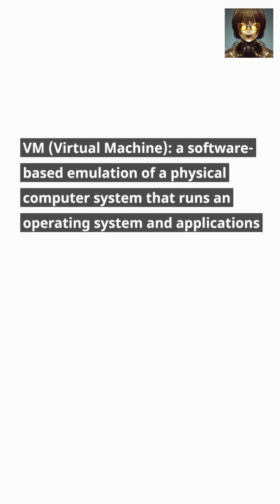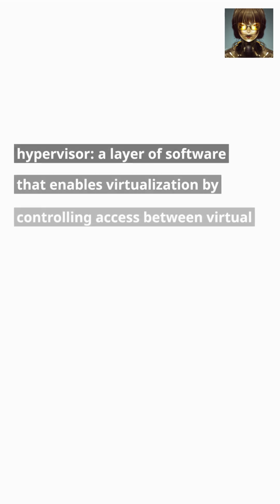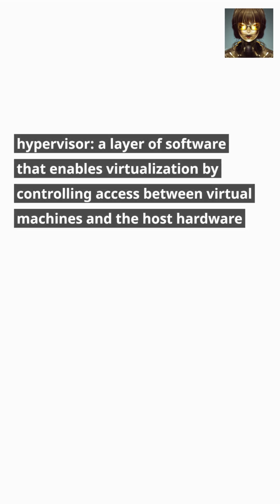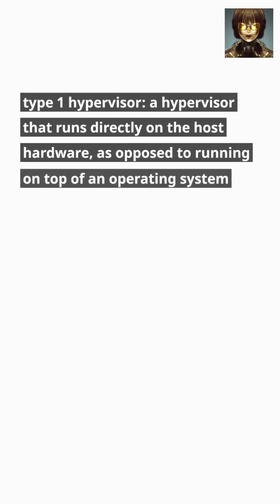VM, virtual machine, a software-based emulation of a physical computer system that runs an operating system and applications. Hypervisor, a layer of software that enables virtualization by controlling access between virtual machines and the host hardware. Type 1 hypervisor, a hypervisor that runs directly on the host hardware, as opposed to running on top of an operating system.